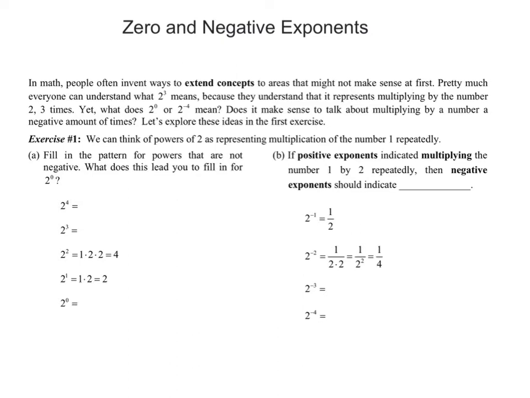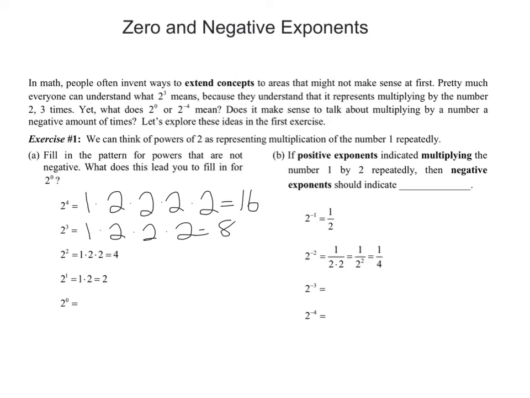So 2 to the 4th. What does that mean? Well, I'm going to have 1 times 2 times 2 times 2 times 2. And if you do the math, that turns out to be 16. 2 to the third power would be 1 times 2 times 2 times 2, which will give me 8. 2 to the second power would be 1 times 2 times 2, which is 4.